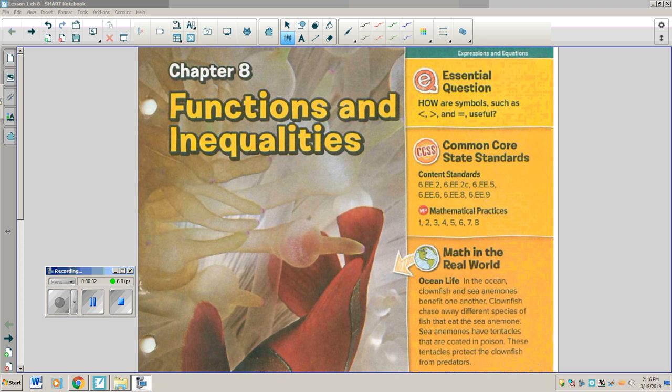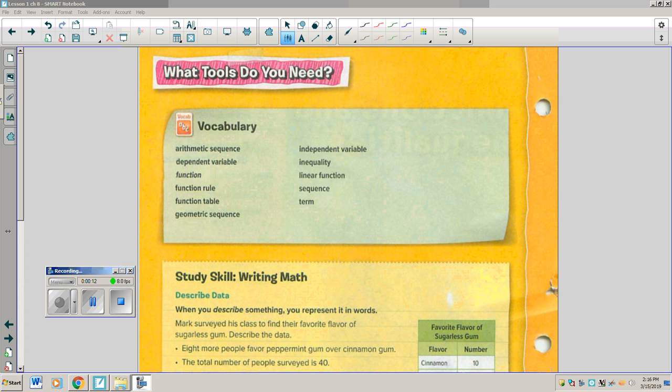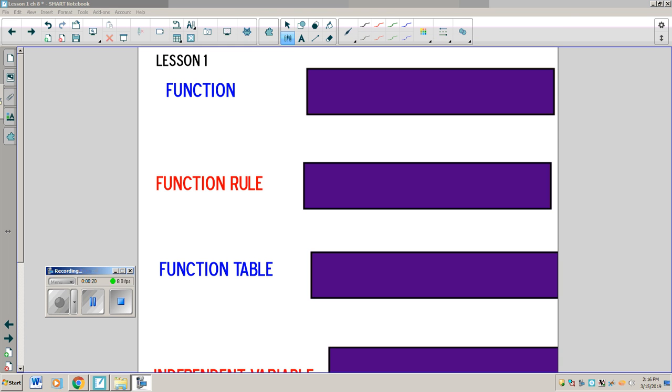Chapter 8, Functions and Inequalities. We're going to be using a lot of tables and get into some graphing with this chapter. This is all the vocabulary you're going to need to know for this chapter. Starting out in your red notebook, make sure you take down good notes.